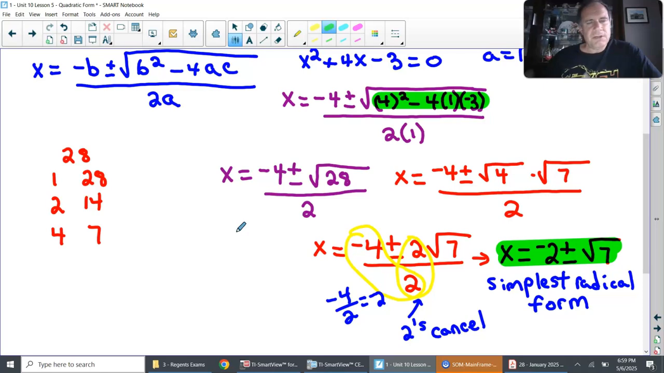All right. So, hopefully that helped. It's a long video, I know, but this was the quadratic formula lesson, and there's a lot to it. Hopefully it helped.